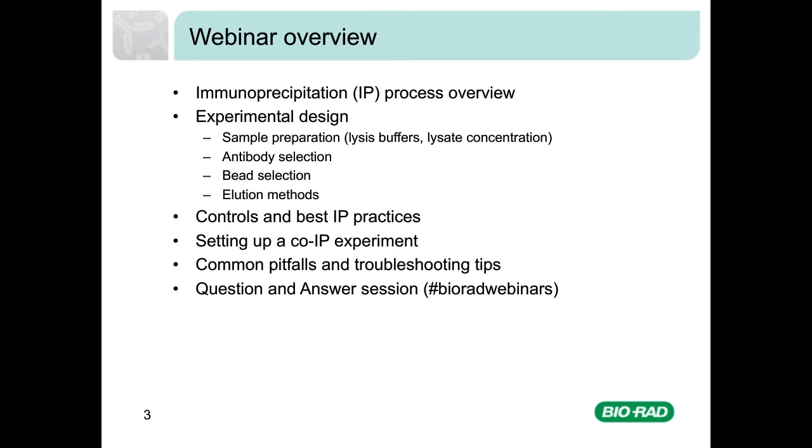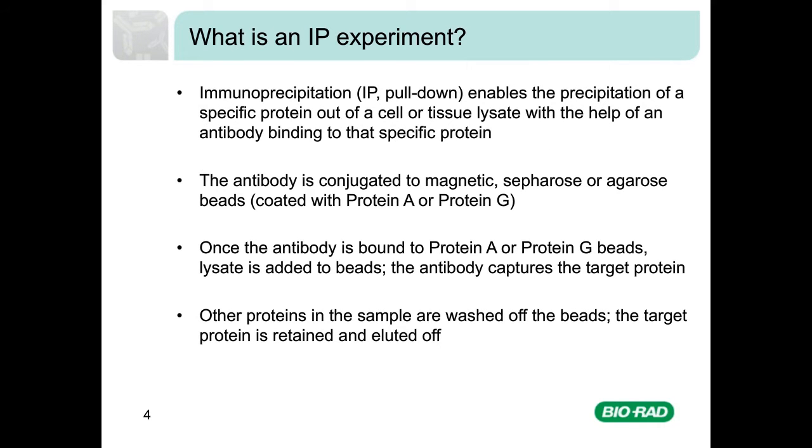What is an IP? Immunoprecipitation, commonly abbreviated as IP, and also referred to as pull down, is the precipitation of a specific protein out of a cell or tissue lysate with the help of an antibody which binds specifically to that protein. The antibody, which targets your protein of interest, is conjugated to magnetic beads such as Bio-Rad SureBeads, also frequently used as sepharose or agarose beads. All beads have been coated with either protein A or protein G.